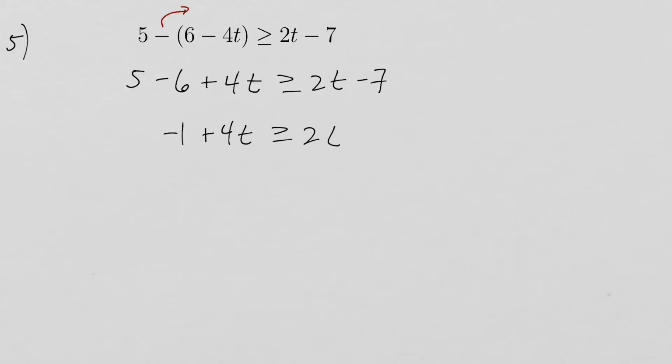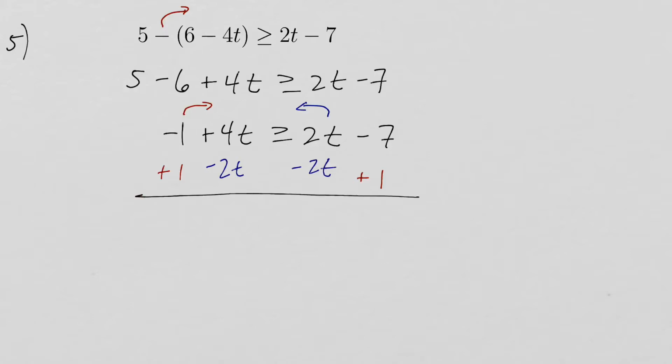Okay, now I'm going to move my negative 1 to the right-hand side by adding it. And I'll move my 2t to the left-hand side by subtracting it. And that's going to give me 4t minus 2t is 2t. I'm just moving terms so that inequality is never going to flip. And negative 7 plus 1 is negative 6.